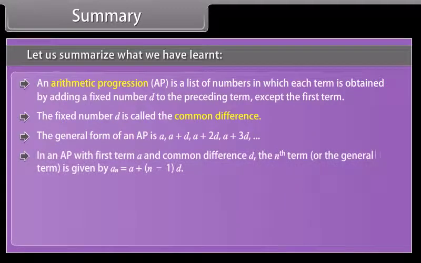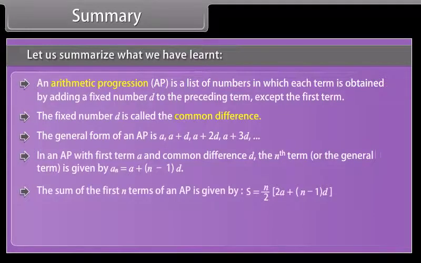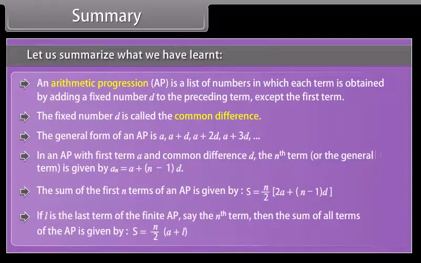In an AP with first term a and common difference d, the nth term or the general term is given by an is equal to a plus (n minus 1) into d. The sum of the first n terms of an AP is given by S is equal to n upon 2 into (2a plus (n minus 1) into d). If L is the last term of the finite AP, say the nth term, then the sum of all terms of the AP is given by S is equal to n upon 2 into (a plus L).